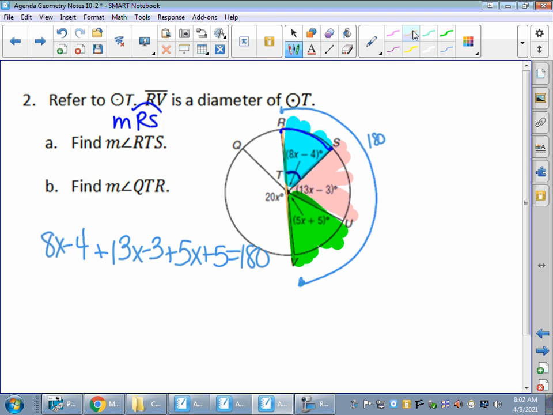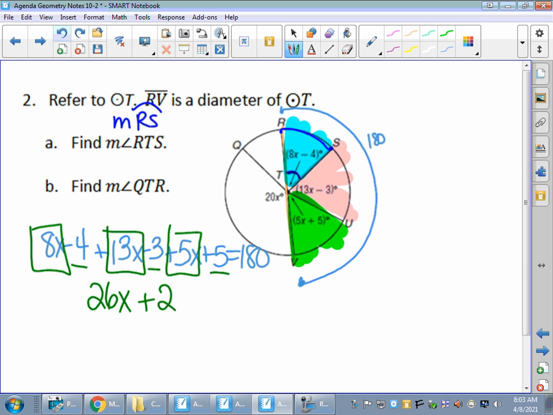I could have also used some vertical angles. I'm not sure if anybody noticed vertical angles in there, but I'm not 100% sure that QU is a radius, so I'm going to avoid that. So let's do some quick math here. Let's see, 8 plus 13, I'm going to combine my like terms here. 21, 26x minus 4 minus 3 is minus 7 plus 2 equals 180. So I'm going to subtract 2 and get 26x equals 178. And I believe that gives me a 7.